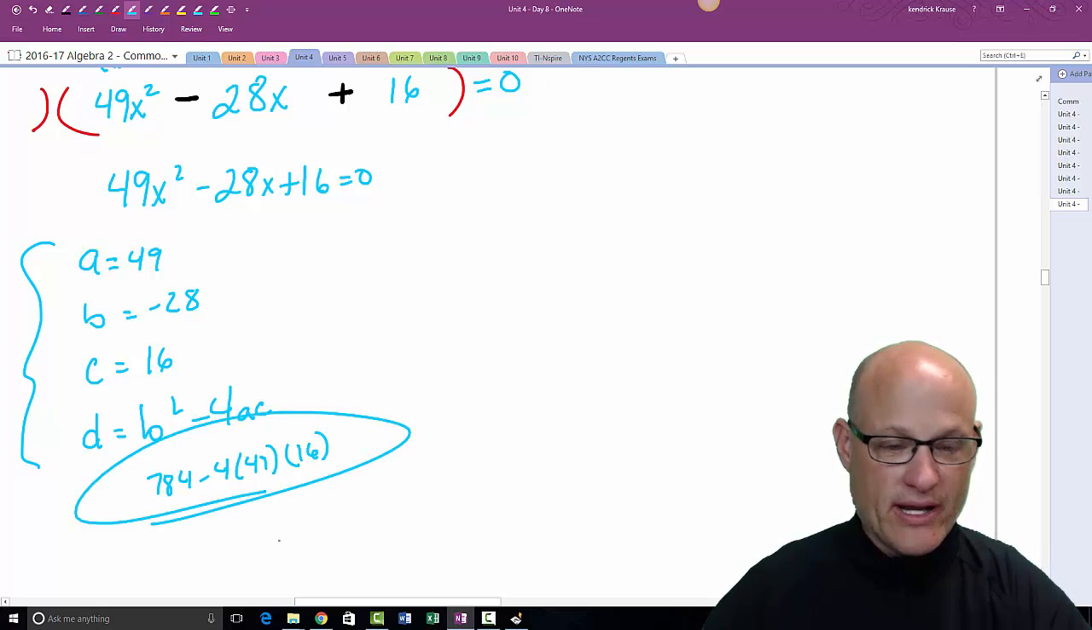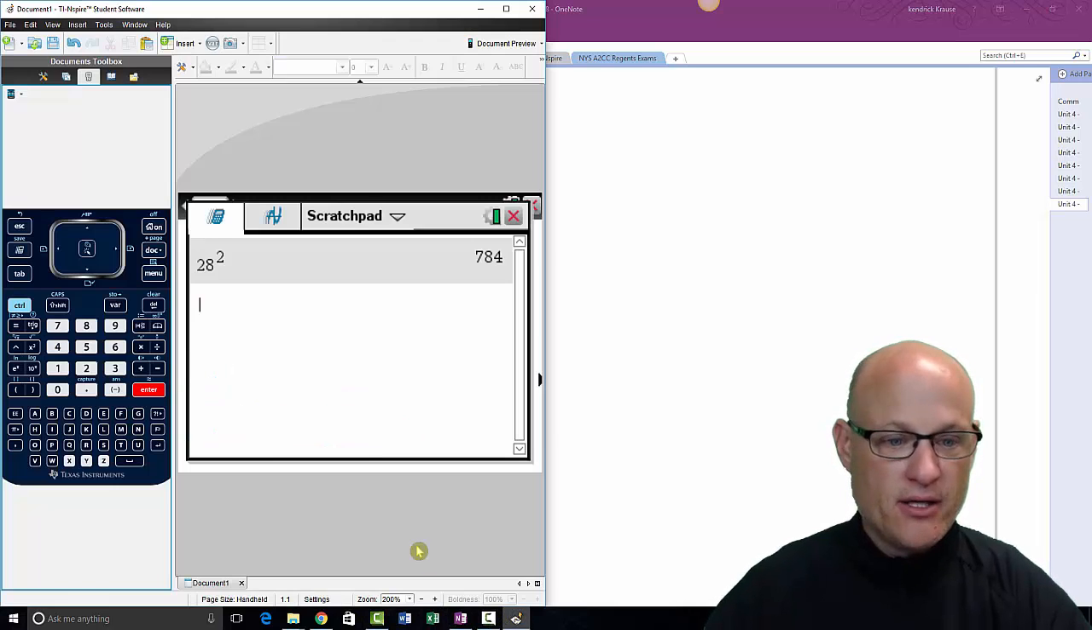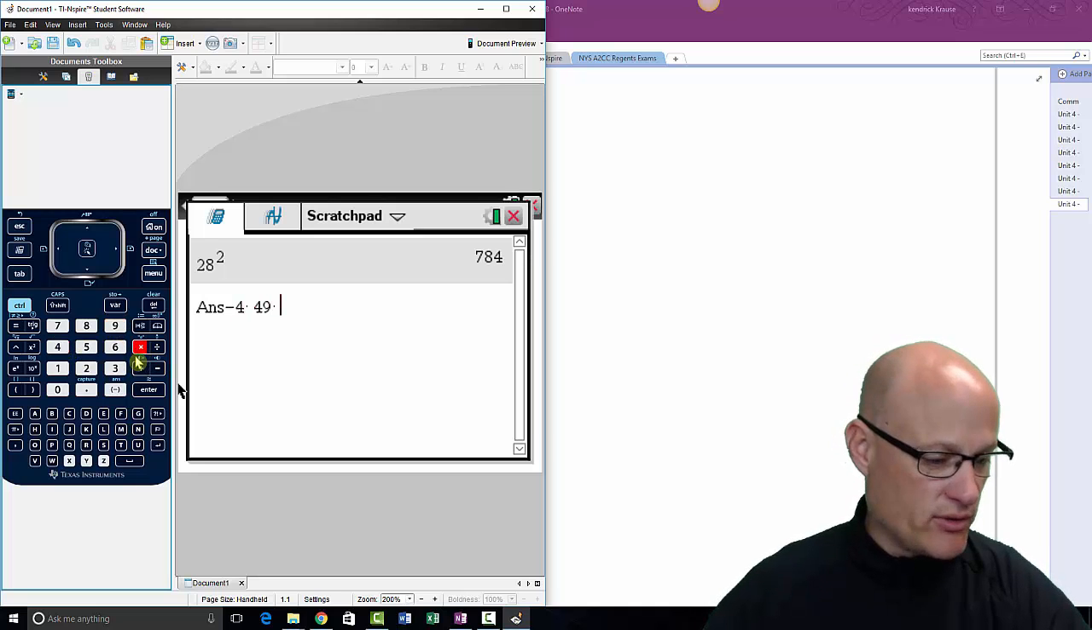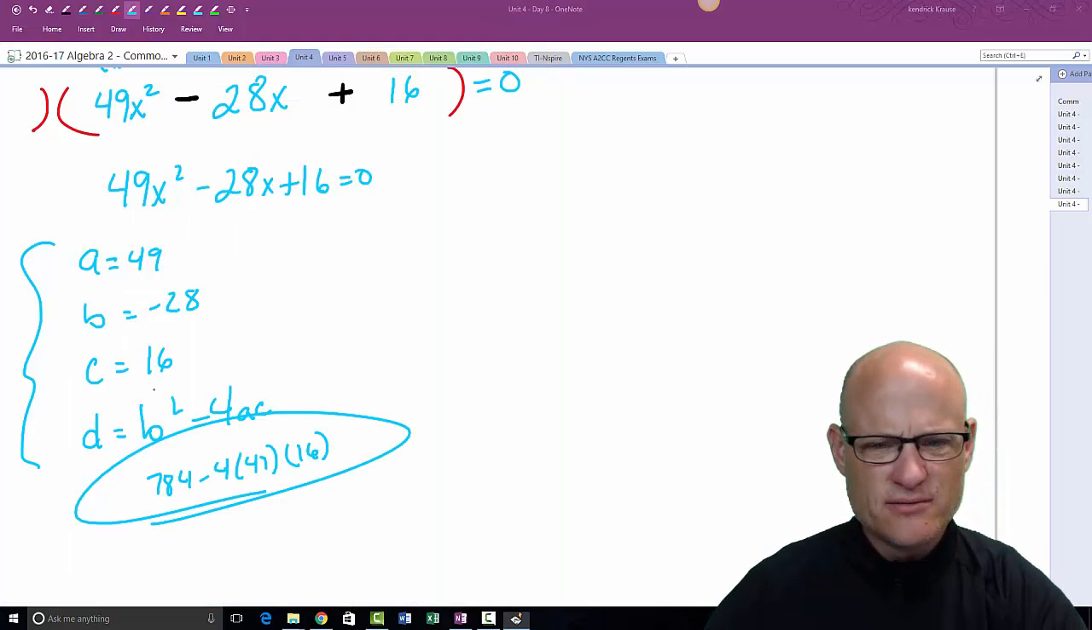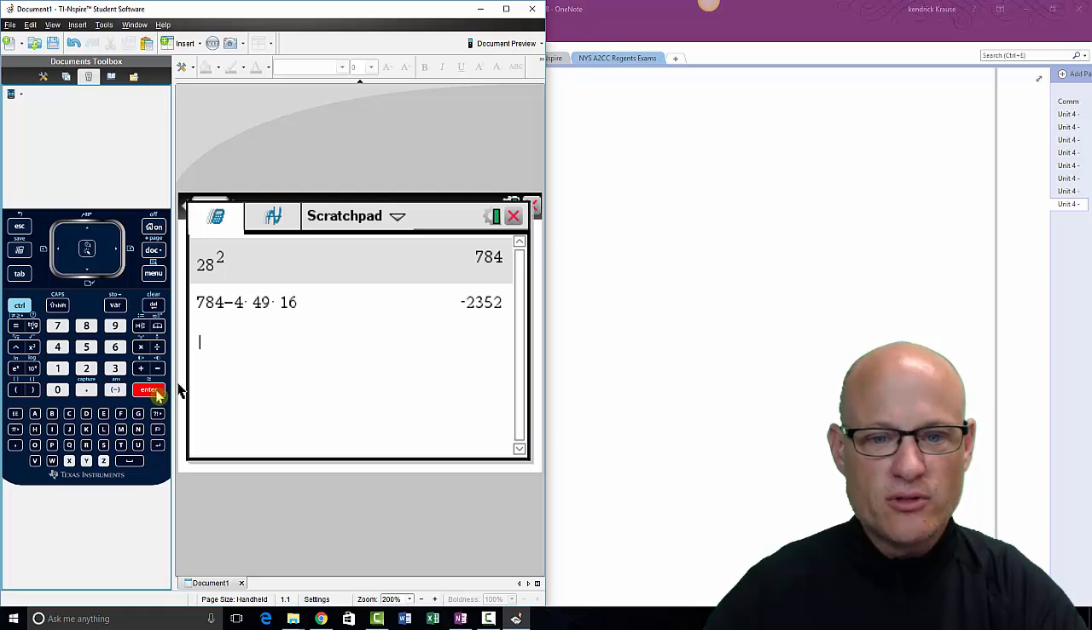I'm going to type all of that in because if I try to do it piecemeal, I will mess that up bad. So minus 4 times 49 times, I don't even remember what the last number is, 16. Is that what I had? Oh, yeah. Equals negative 2,300.